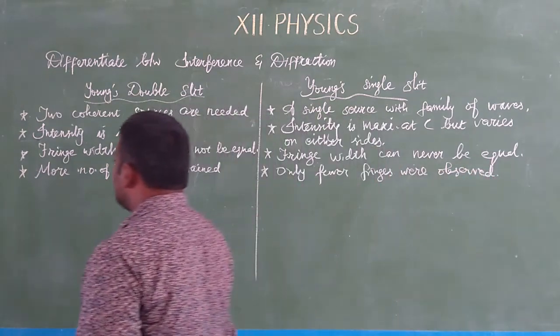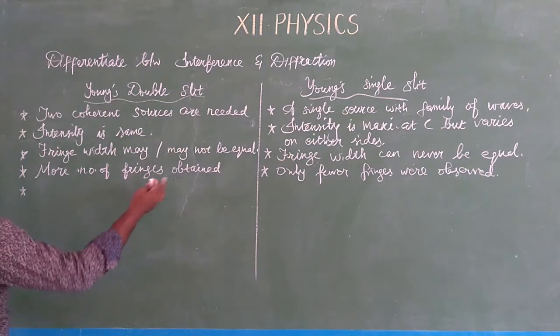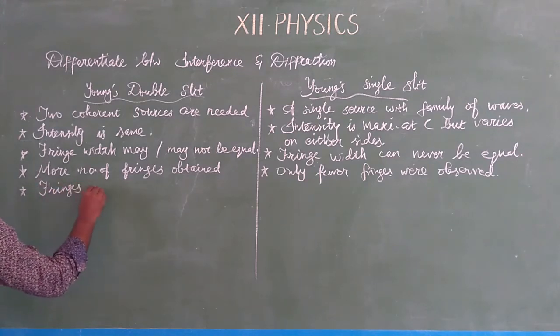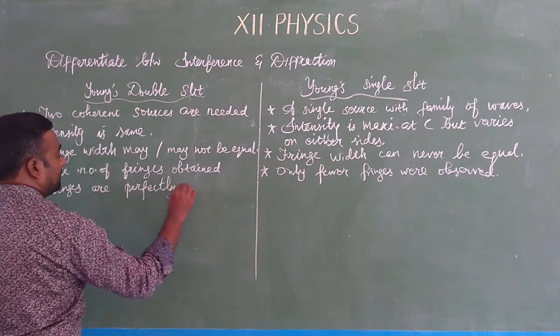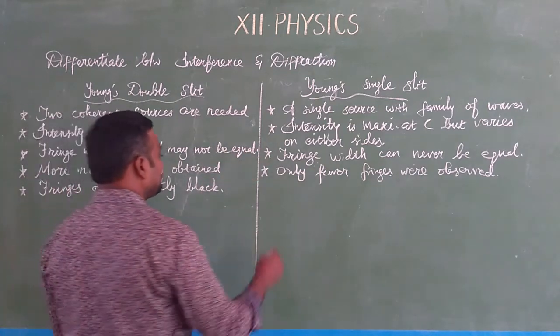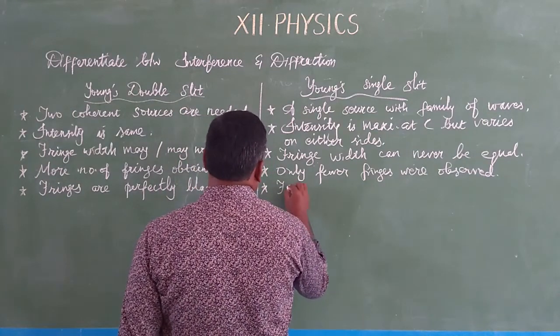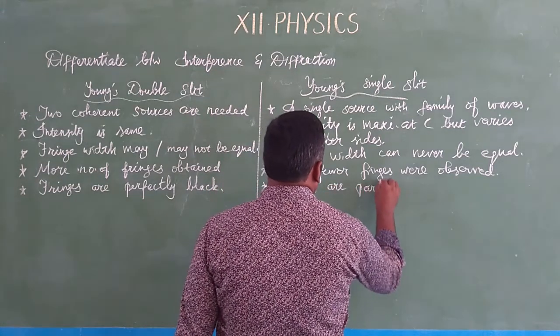After that, whether the fringe is bright or dark. In the double slit, fringes are perfectly black, but here it is not perfectly black, it is partially black. So the fringes are partially black.